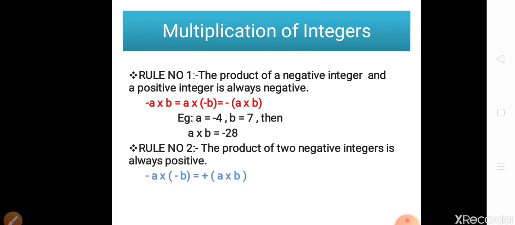Now we have a and b to be two negative integers, whereas the product results in a positive integer. As an example, we have minus 6 and minus 5, and the resultant product is 30, which is a positive integer. So remember this thing, that whenever we are multiplying two negative integers, those two minus signs, minus and minus, will become positive, and therefore the answer will be a positive integer. But the operation that you are performing is multiplication. Always remember that.